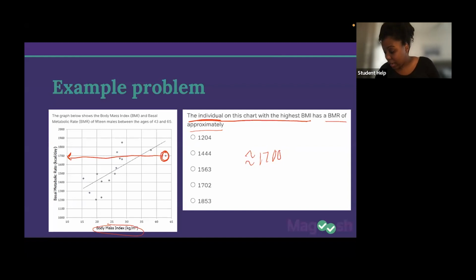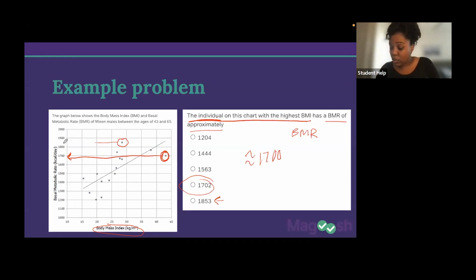So then I'm looking at my answer choices here, and I say, oh, okay, 1702 is the closest one. I think for those of us who thought it might have been 1853, you were looking for the opposite. So basically what you found is this point here. And that is the person with the highest BMR. Okay, so that's that one strategy, that one step about going back and saying, did I answer the question?